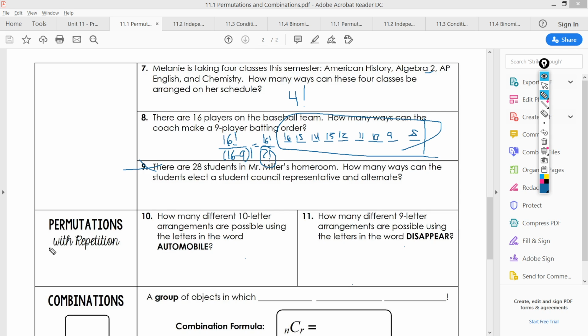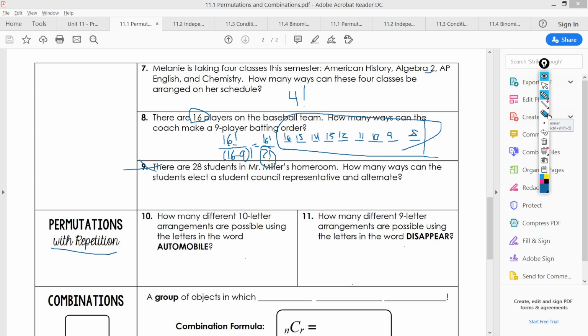So what about permutations with repetition? We have an issue here. In every problem leading up to now, we've had unique cases, right? This is 16 players. 16 unique players, right? There aren't 2 Freds or 2 Melanies on a team. Careful to pick, I know, students of mine, so none of you think that you're my favorite baseball player.